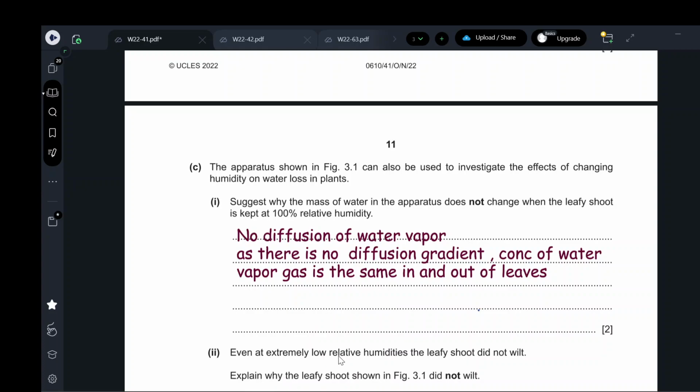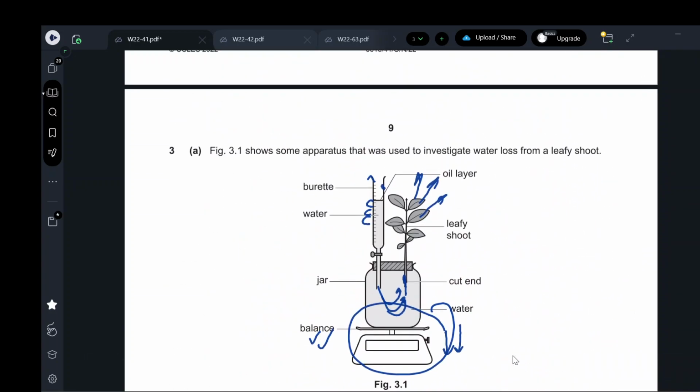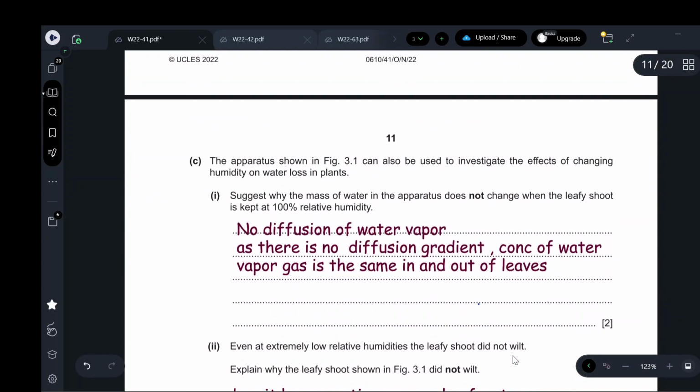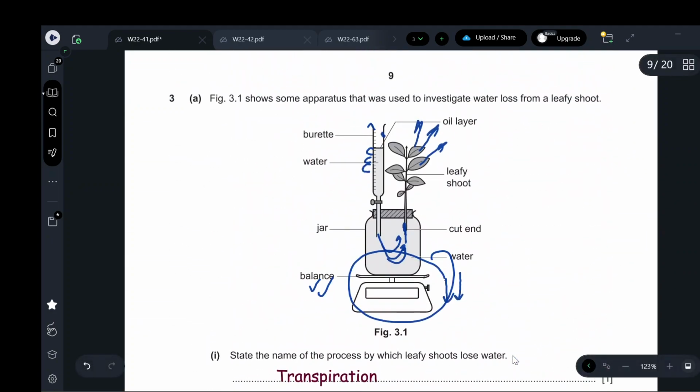Even at extremely low relative humidities, the leafy shoot did not wilt. In this experiment, when you put it in extremely low humidity, it did not wilt. However, in real life, if you put it in low humidity, it will wilt. But why did this apparatus not wilt? Supposedly, when there is very low humidity, there will be very high transpiration because they're opposite to each other. Why here did it not wilt?